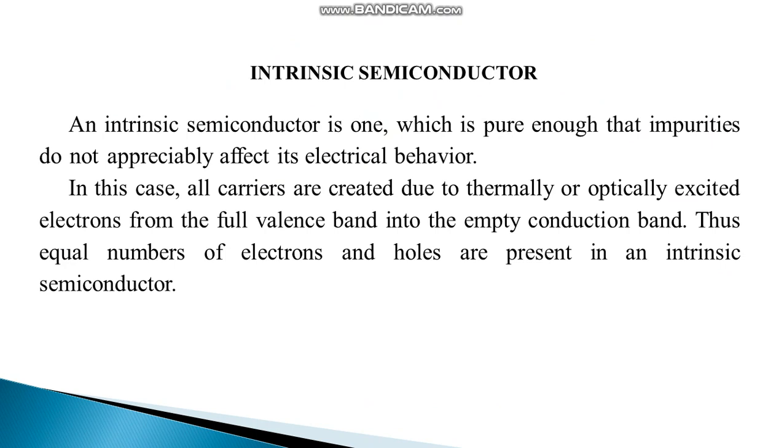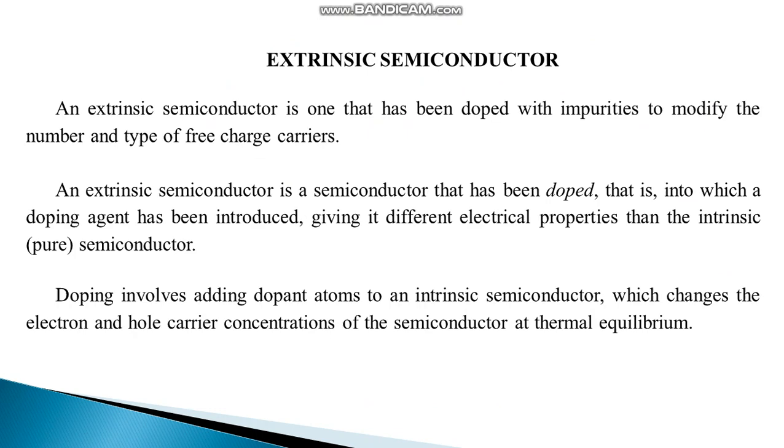The semiconductor is divided into two types, intrinsic semiconductor and extrinsic semiconductor. So let us see about the intrinsic semiconductor. An intrinsic semiconductor is one which is pure enough that impurities do not appreciably affect the electrical behavior. In this case, all carriers are generated due to thermally or optically excited electrons from the full valence band into the empty conduction band. Thus, equal number of electrons and holes are present in the intrinsic semiconductor.